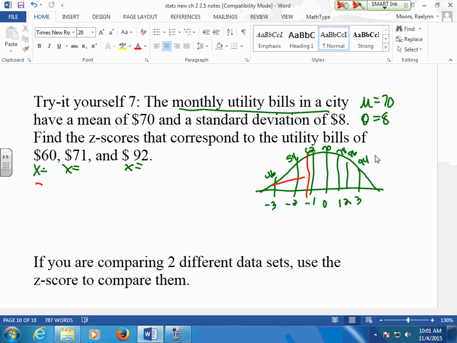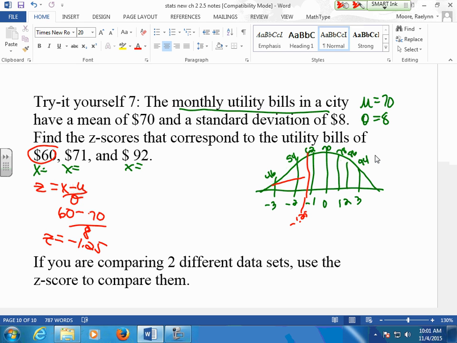So we're going to use the formula that we learned, and we're going to calculate your z-score. We take your x value, which these are your x values, minus the mean, over the standard deviation. So what did you get for a z-score? Negative 1.25. Okay? It was exactly that, but I was just looking for an estimation. So negative 1.25. Does that make sense?